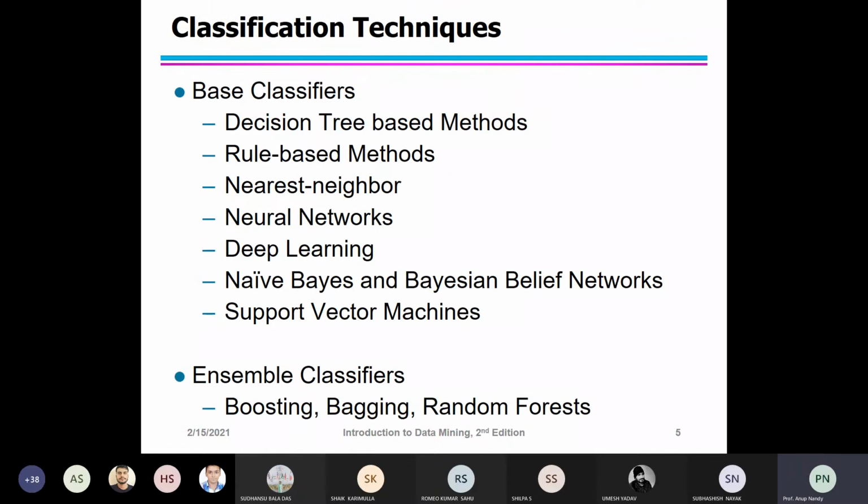So far, these are the base classifiers that we have discussed. There's a decision tree based method we'll discuss. There's a k-nearest neighbor rule based method, the nearest neighbor classifier. Neural network we have discussed. Deep learning is still left. Naive Bayes and Bayes decision rule we have already discussed. Support vector machine we have discussed.